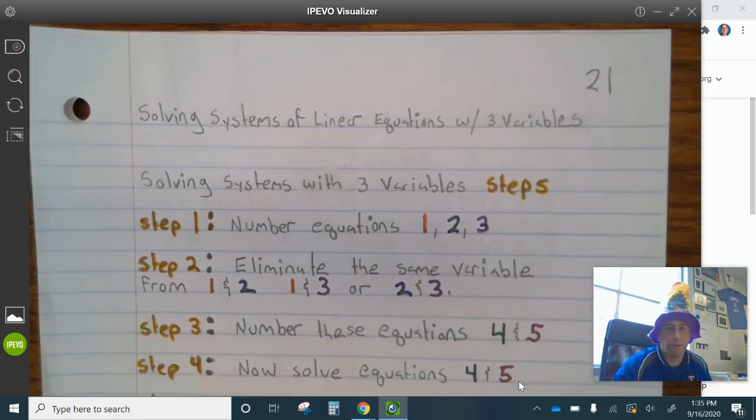Okay, Wildcats, today we're looking at solving systems of linear equations with three variables on journal page 21. Solving systems with three variables, steps. Step 1, number the equations 1, 2, and 3. Step 2, eliminate the same variable from 1 and 2, 1 and 3, or 2 and 3. Step 3, number these equations 4 and 5.